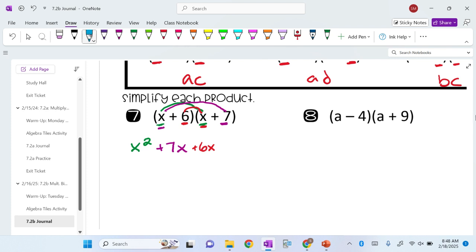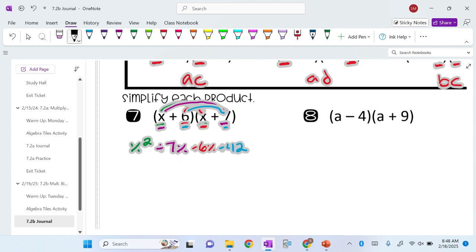And then lastly, my last. So 6 times 7. What's 6 times 7? 42. So if we used FOIL, that would be the polynomial that we get from that. However, is that my answer? No. Why? What do I have to do next? Combine the like terms. Where are my like terms?